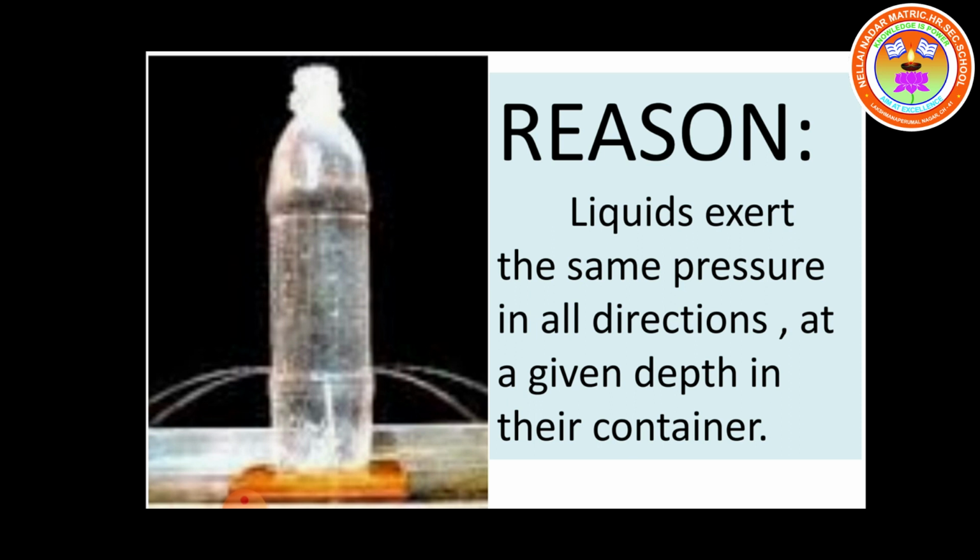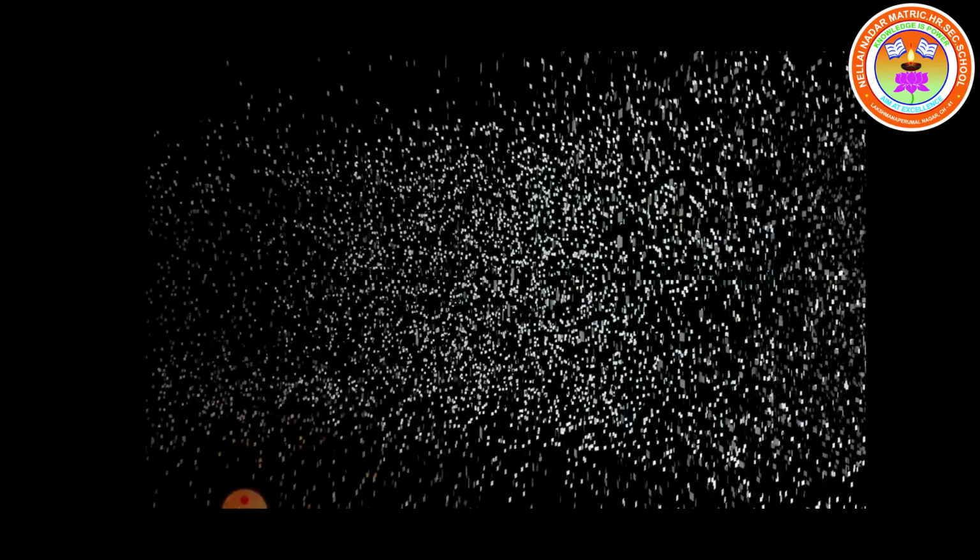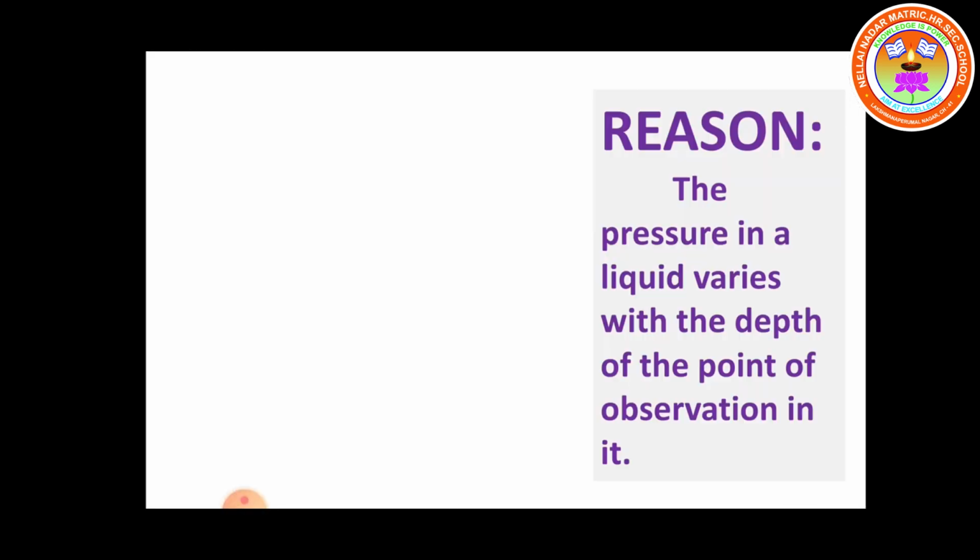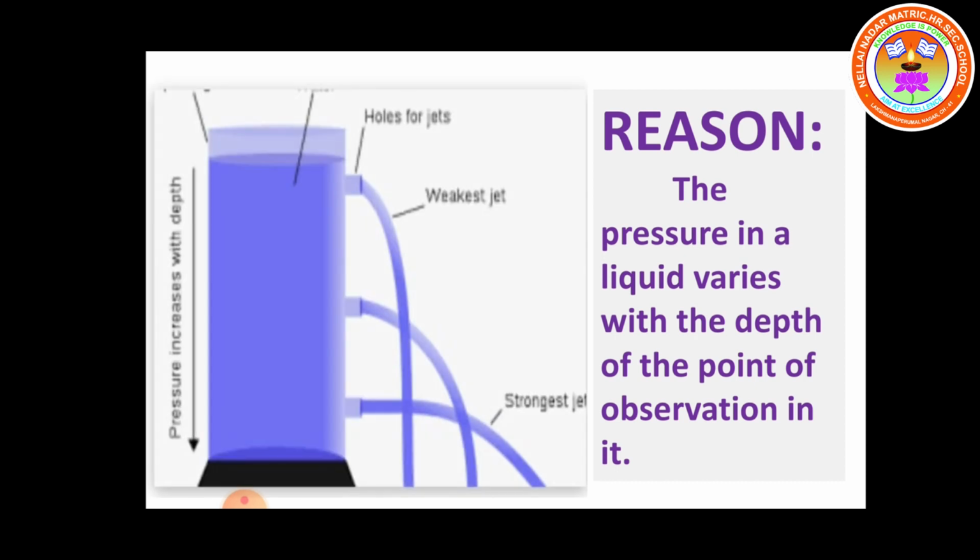Next we move on to one more example. The liquid pressure varies with depth. The liquid pressure varies with what? Depth. So let us consider a plastic bottle and punch 3 holes on its side in the same direction but at different heights. Now pour some water into it and let it flow through the holes. Observe the flow of water.